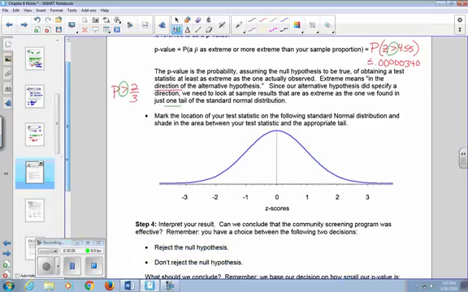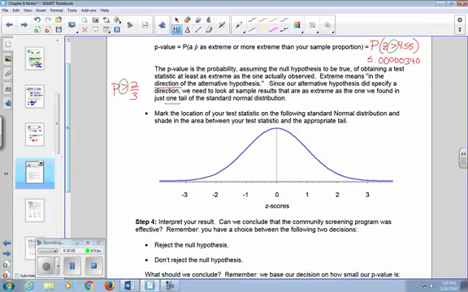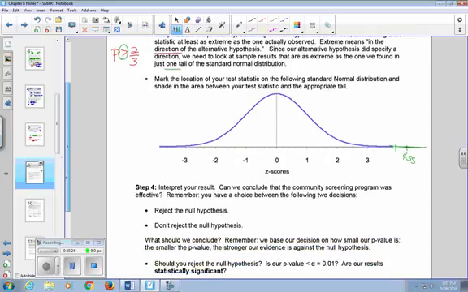Let's mark the location of our test statistic on the following standard normal distribution and shade in the area between our test statistic and the appropriate tail. So we're roughly here. The amount of area to the right of that, underneath that distribution, is very, very tiny.